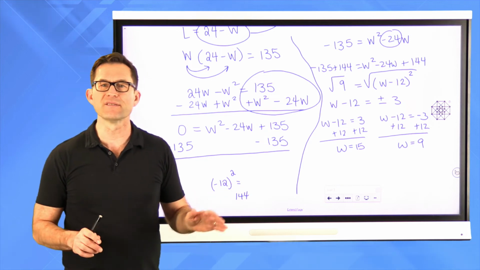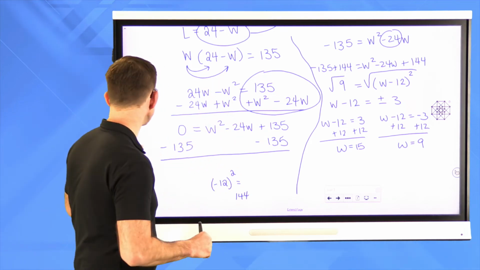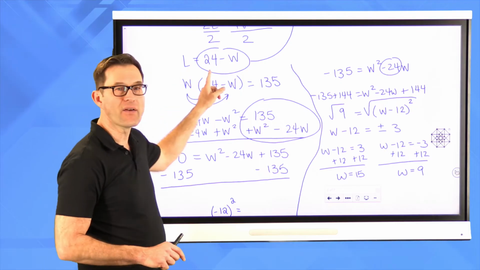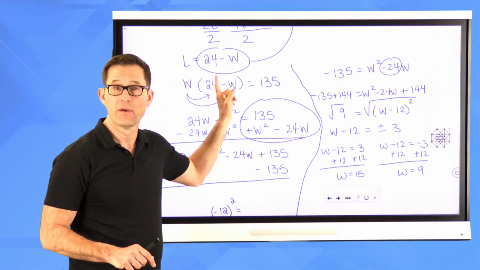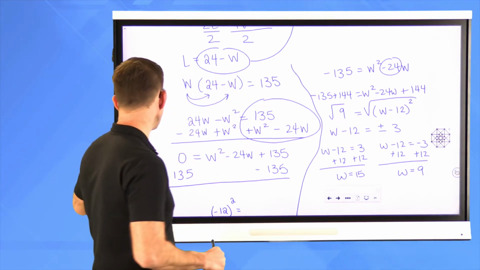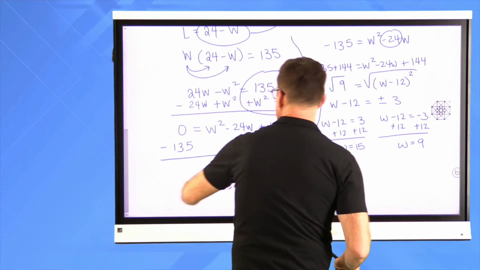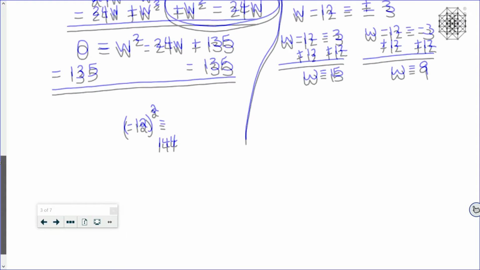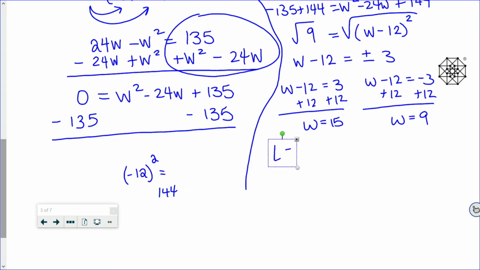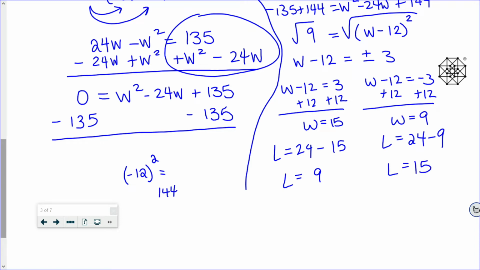Well, before I make that decision, let me figure out what the length is. Okay? Now keep in mind that the length is 24 minus the width. The length is 24 minus the width. So let's figure out what the length is in this situation. All right? So the length is 24 minus the width. So 24 minus 15 is 9. And here, the length would be 24 minus 9. So the length would be 15.